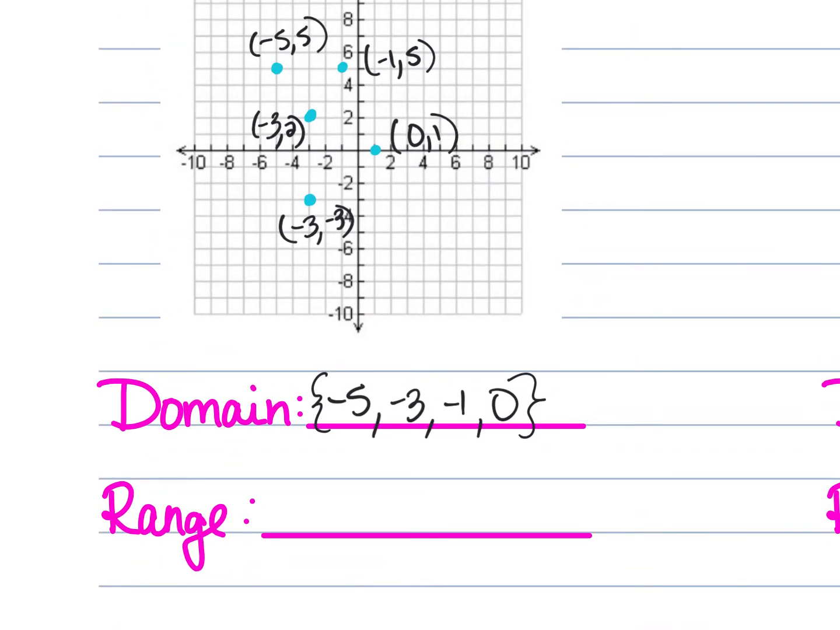Okay, range. Range is the y values. Again, you try to write them in from least to greatest and also with curly brackets on it. So let's go -3, then 1, 2, and then 5 occurs twice, but I'm only going to write it one time.